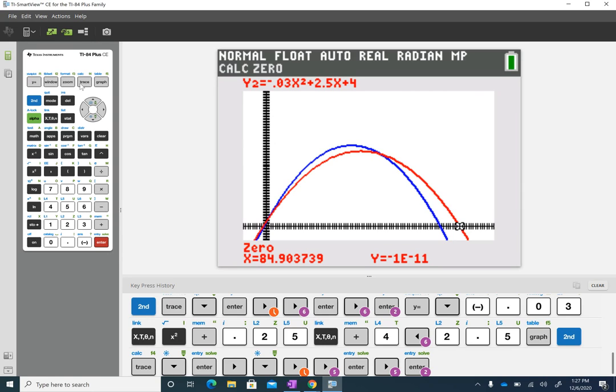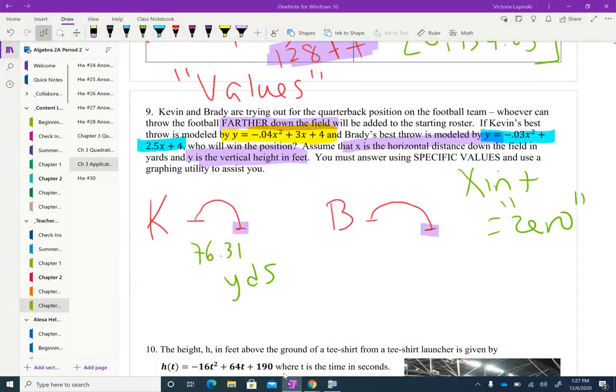84.90. If I go back to my screen, so for Brady, 84.90 yards. So who is going to wind up getting the spot on the football team? It looks like Brady is going to be the winner.